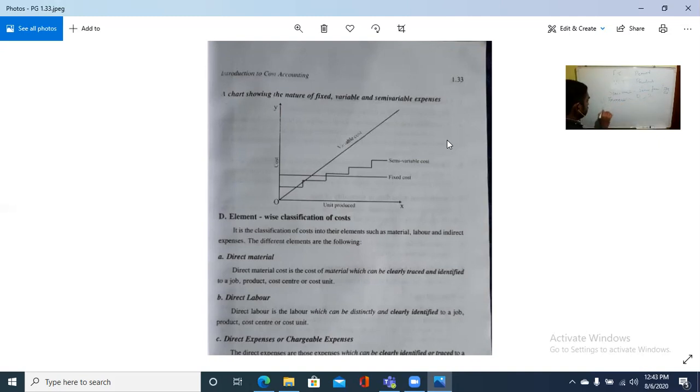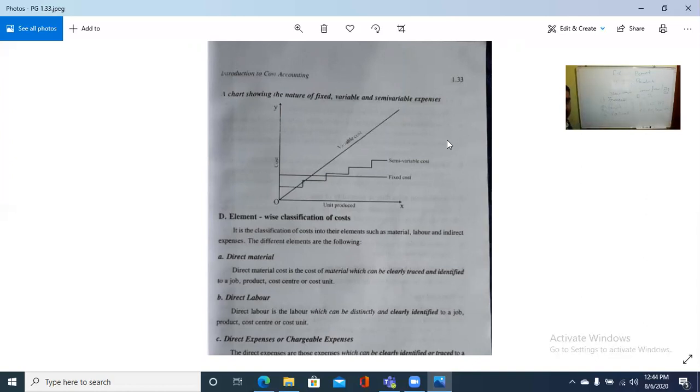That is one. As per the function performed: production function, administrative function, selling and distribution function, research and development function, or production cost, administrative cost, selling and distribution cost, and research and development cost. Then the third one is based on the variability: fixed cost, variable cost, and semi-variable cost.